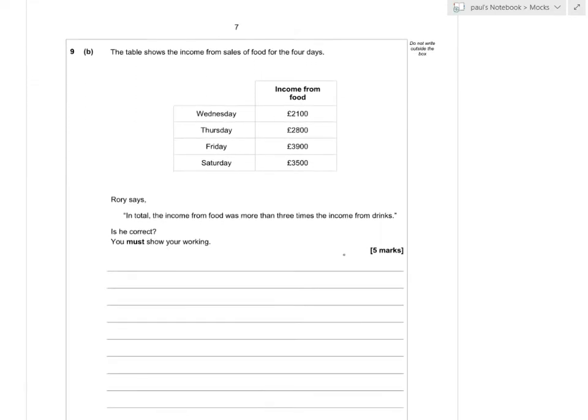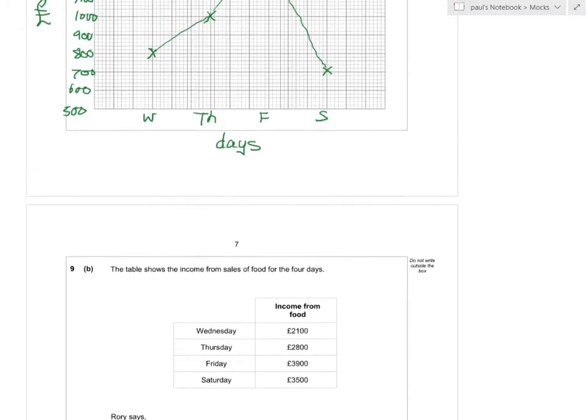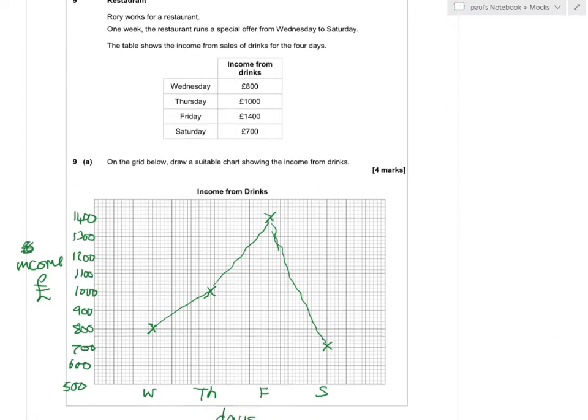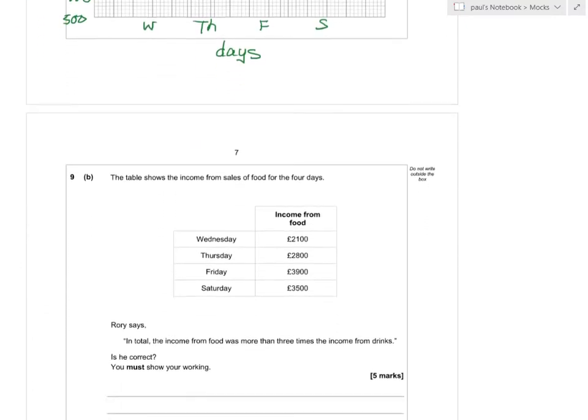The table shows the income from sales of food for the 4 days. In total, the income from food was more than 3 times the income from drinks. Right, so what's the total income from the drinks? So I'm going to add all these up together. 800 plus 1,000 plus 1,400 plus 700. That's 3900.